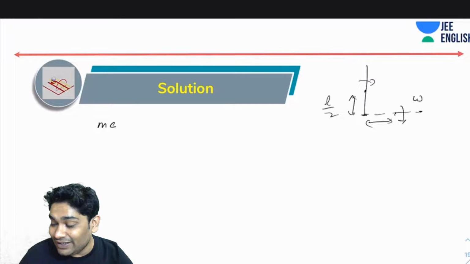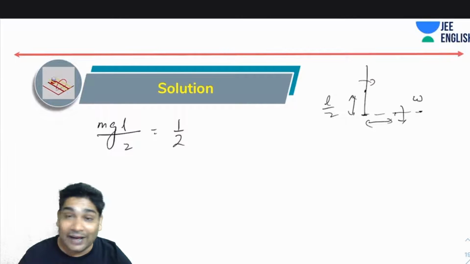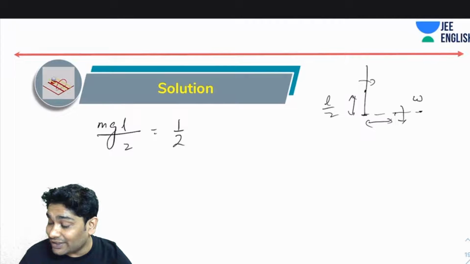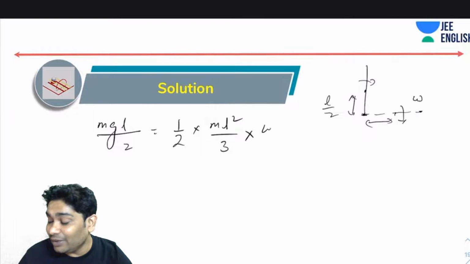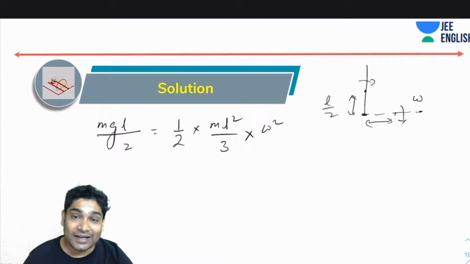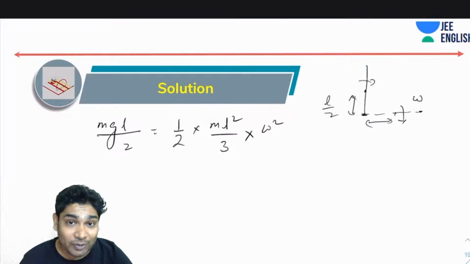So mgL by 2 would be equal to half I omega square, and I about this one end of the rod is mL square by 3, into omega square. So that is what your energy conservation would give you. Loss of potential energy equals gain in kinetic energy. Loss of potential energy is mgL by 2. Gain in kinetic energy: initially the kinetic energy was 0, finally the kinetic energy is half I omega square, where I would be mL square by 3.